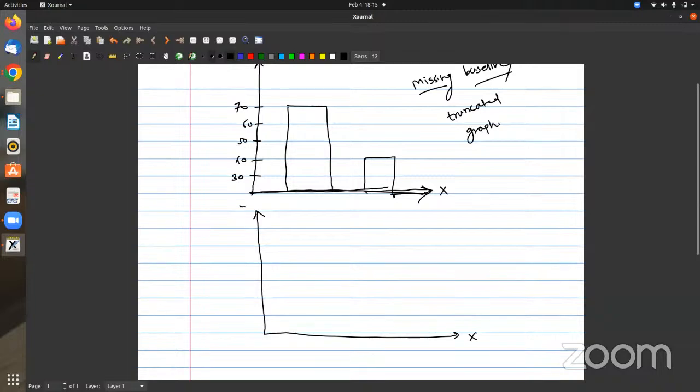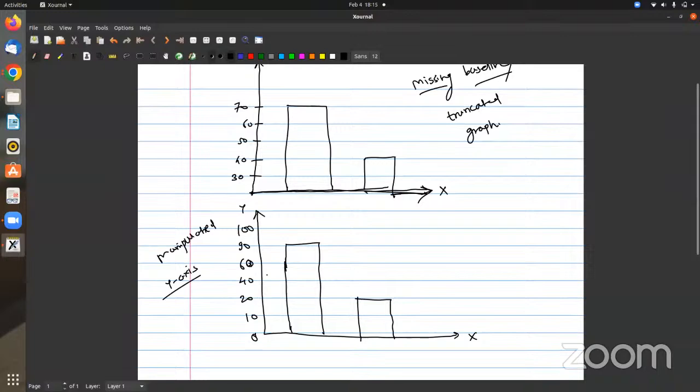Okay. Now if the x and y axis is there, let's say it started with 0, then 10, then 20, and suddenly the gap becomes like this. So what has happened here? Manipulation of y-axis. This is called manipulation of y-axis, or manipulated y-axis.